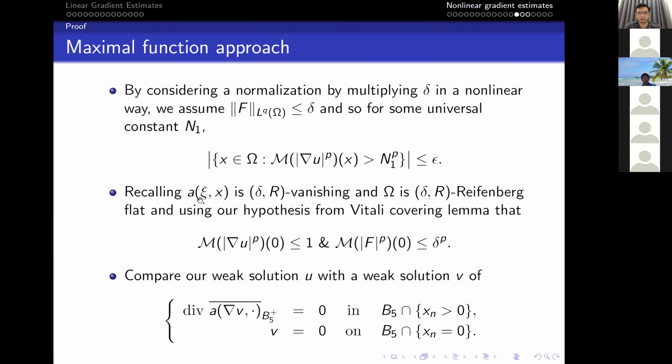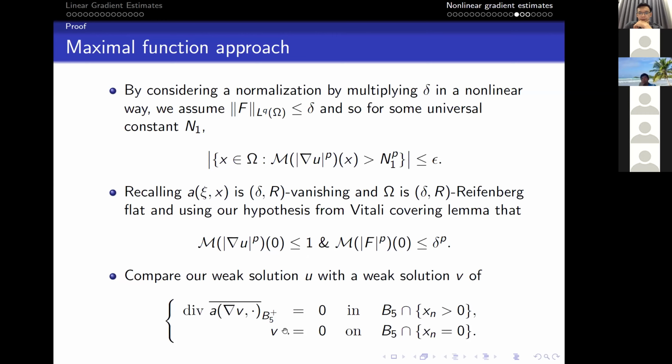And then recalling our assumption, small BMO semi-norm, and also the sufficient flatness of the boundary. Using our hypothesis from the Vitali covering lemma, this means that if I have one good point under this maximal function of gradient u, and we also have the right-hand side, the non-homogeneous term, sufficiently small in the pointwise way, then we can claim that gradient u is really bounded. Also, the right-hand side is almost zero. It means that our problem is very close to homogeneous problems.